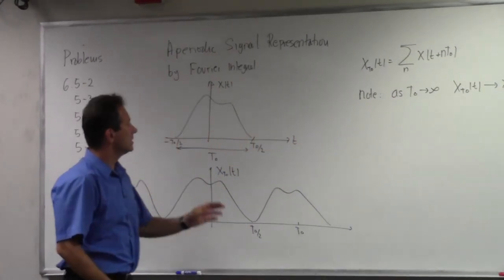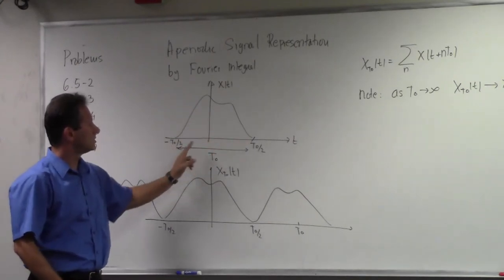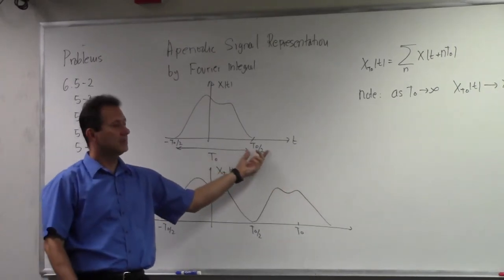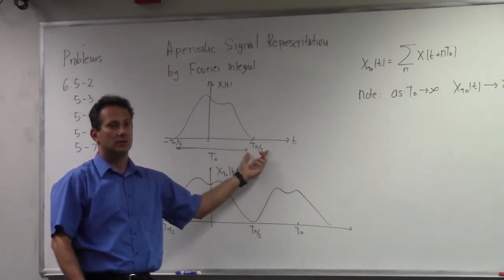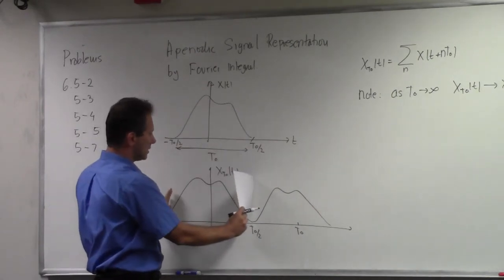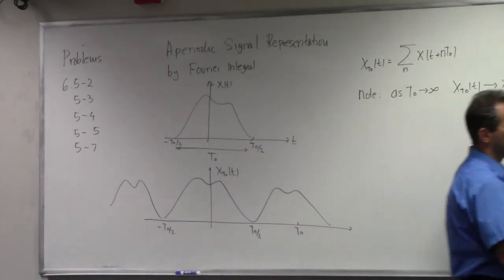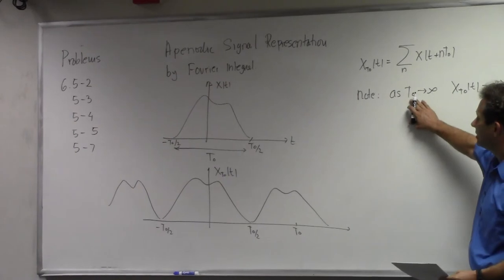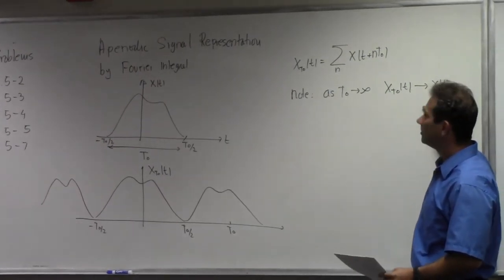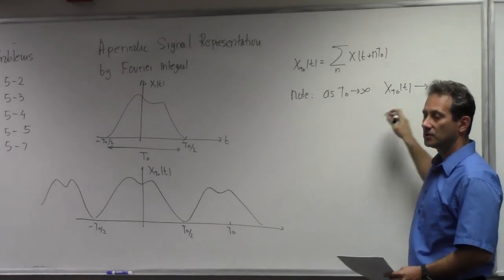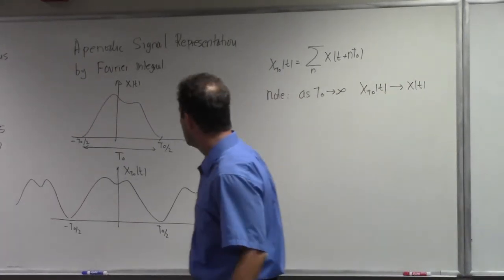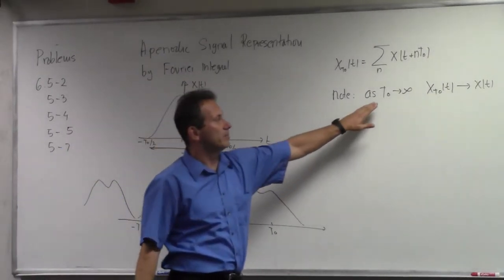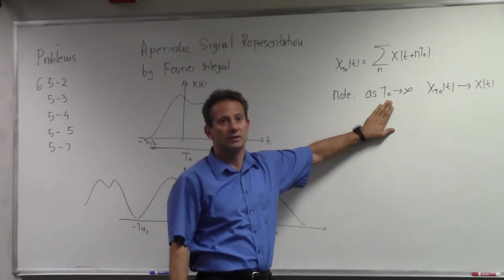So I have my signal here. I observe the part from minus t0 to t0, and I start repeating this thing. But what if I start making this t0 larger and larger? Then eventually, I end up with a signal here, and its repetition is way, way over at infinity. So in the limiting case, when t0 goes to infinity, x_{t0} becomes equal to x of t. So here's what we're going to do. We're going to take our signal, decompose it into a Fourier series, and then see what happens when I let t0 go to infinity. Let's see what we get.